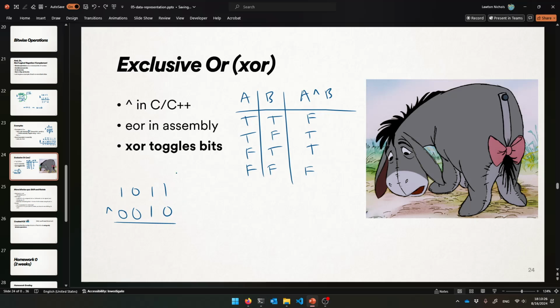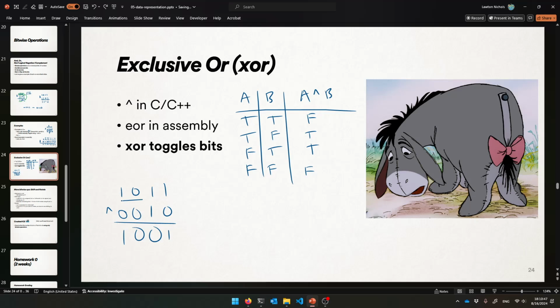So 1 exclusive OR with 0, true exclusive OR with false. They disagree, so it's a 1 for true. These are the same, so it's false. Same, so it's false. And different, so it's true. True exclusive OR with false is true. So that's the answer. And these zeros preserve what was there.